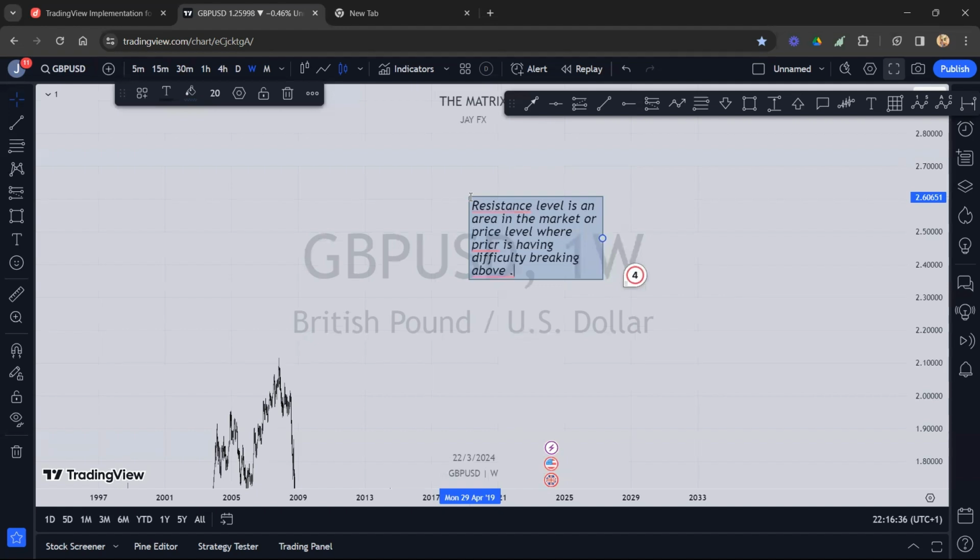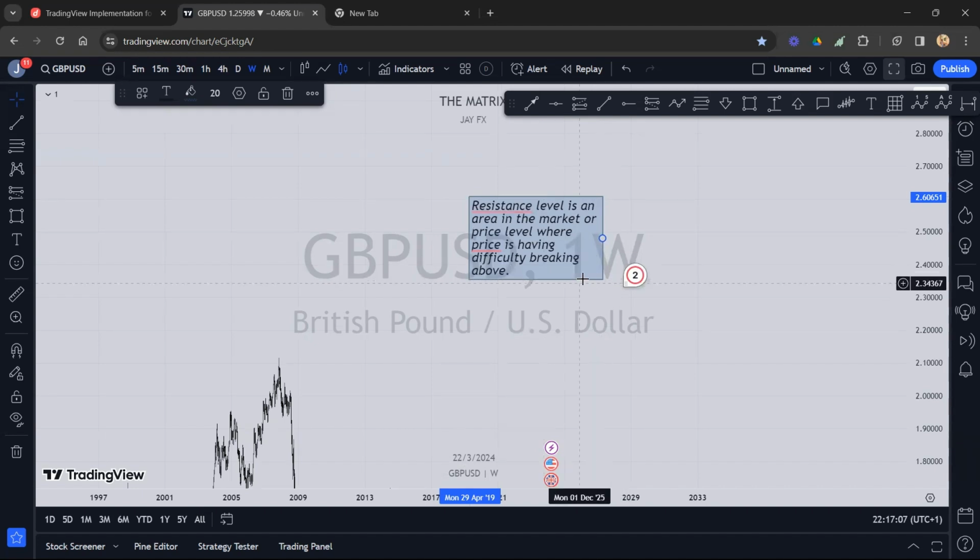Breaking above. All right. So now a resistance level is an area in the market or price level where price is having difficulty breaking above. It's just like you want to break above a current situation and your village people are not allowing you to break above. That's how resistance is.